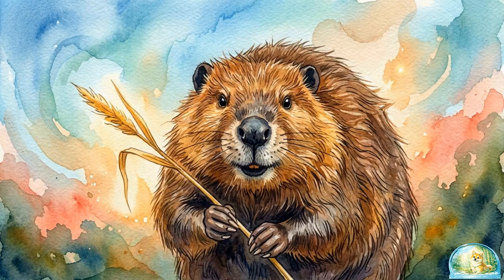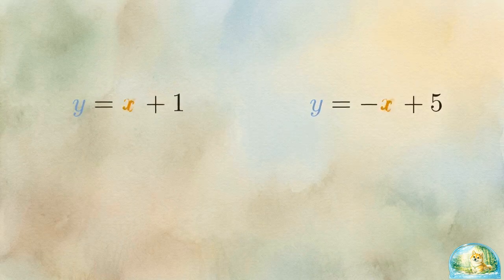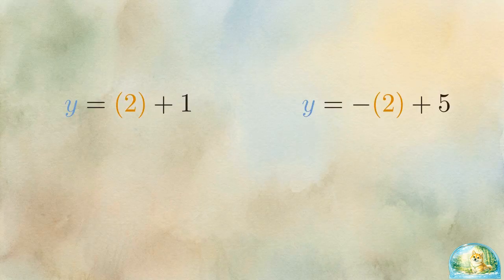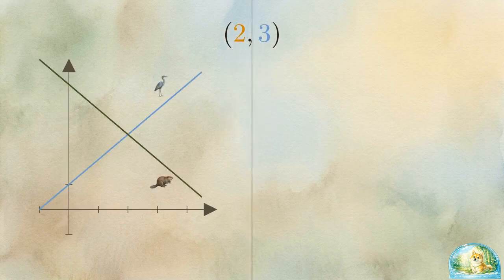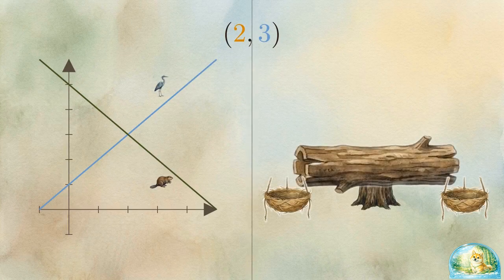Now, pause the video for a moment. Try plugging x equals 2 back into either of our original equations to find the value of y. Using either equation, substituting 2 for x yields a result of y equals 3. This gives us the coordinate pair 2, 3.